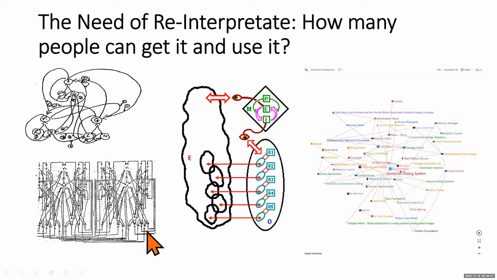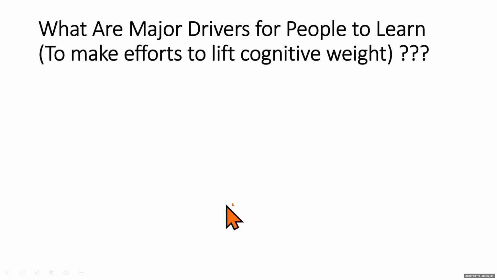So my point is, this kind of representation of our knowledge is very difficult to get understood by others who are not familiar with our jargon. So I raise a question to myself and to all of you. What are the major drivers for people to learn? I mean, to make the effort to lift cognitive weight.